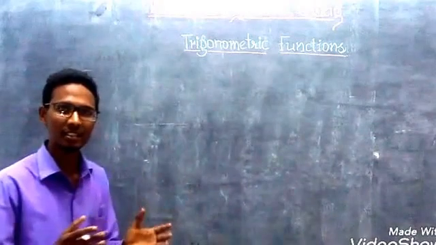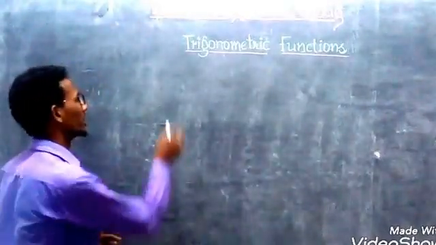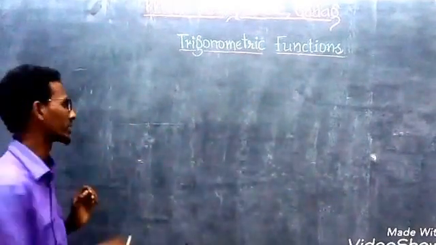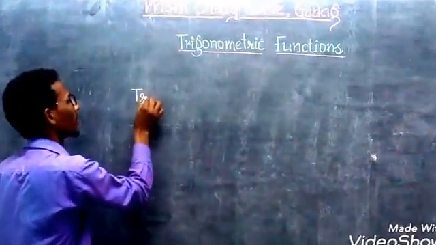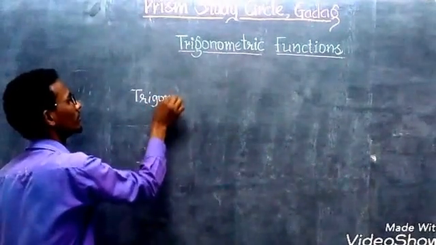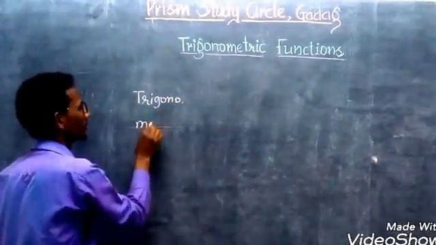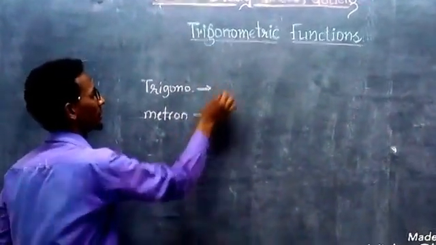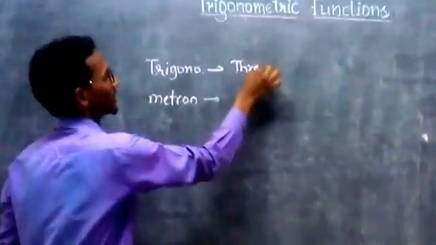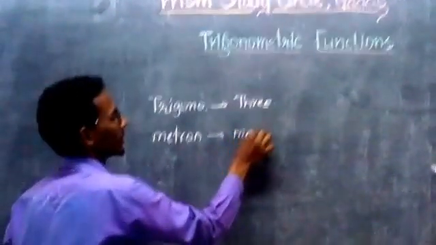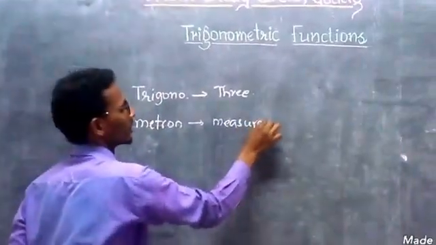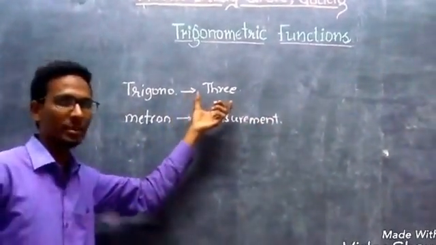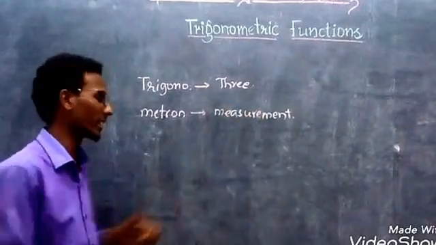So first, let us learn what trigonometry is. Trigonometry is a Greek word. It is made up of two words: trigono and metron. Trigono means three and metron means measurement. So it is related to the measurement of the three sides of a triangle.